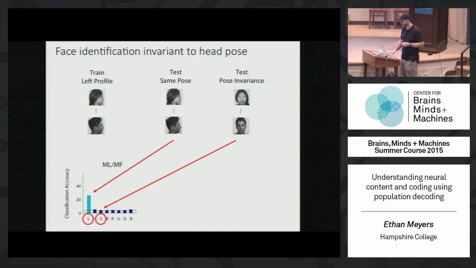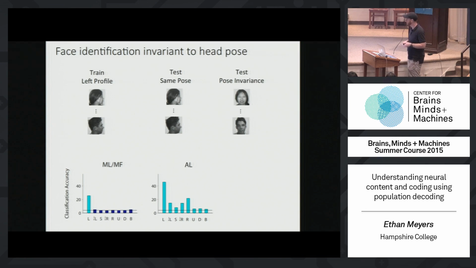So let's take a look at the rest of the results. So this is ML-MF. If we look at AL, what we see is, again, there's a big advantage for training and testing at that same orientation. But now we're seeing generalization to the other orientations. Okay? You're also seeing this U pattern where you're actually generalizing better from one profile to the opposite profile, which was reported in some of their earlier papers. But yeah, here you're seeing statistically that it is above chance. Now, it's not huge, but it's above what you expect by chance.